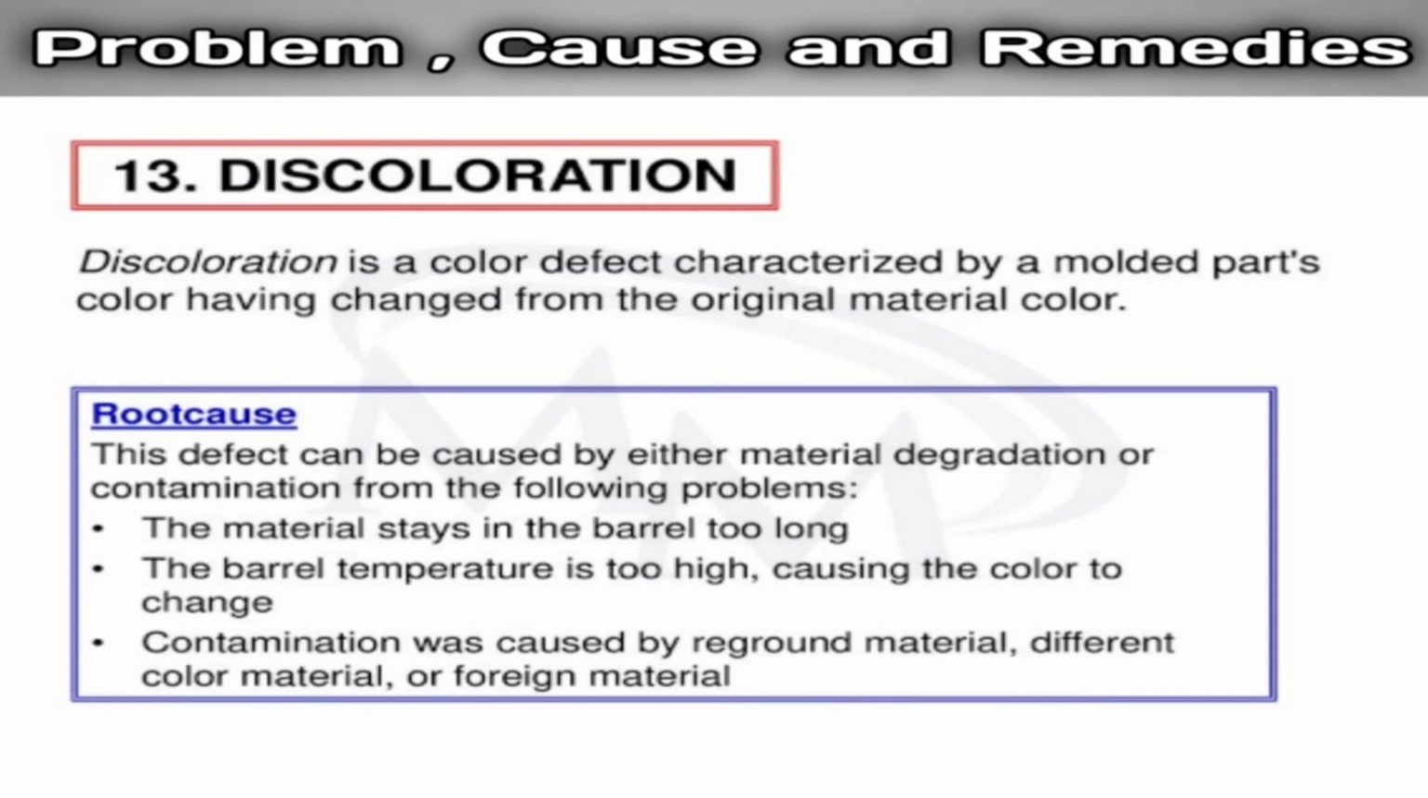Discoloration is a color defect characterized by a molded part's color having changed from the original material color. Root cause: This defect can be caused by either material degradation or contamination from the following problems. 1. The material stays in the barrel too long. 2. The barrel temperature is too high, causing the color to change. 3. Contamination was caused by reground material, different color material, or foreign material.